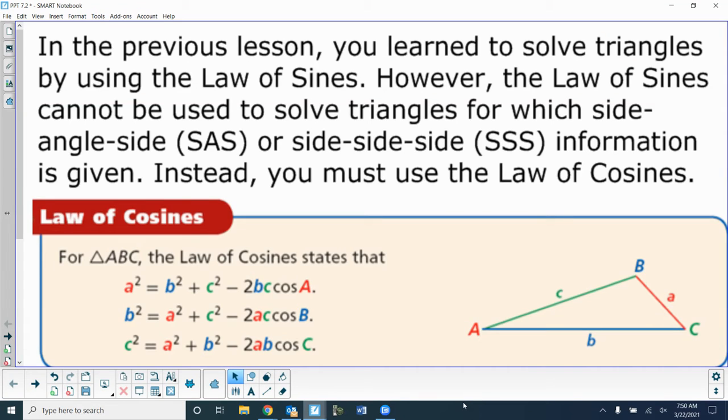All right, so this week is law of cosines. Last week was law of sines. So we use the law of cosines when we have these two situations. The side angle side situation, an angle between the two sides.